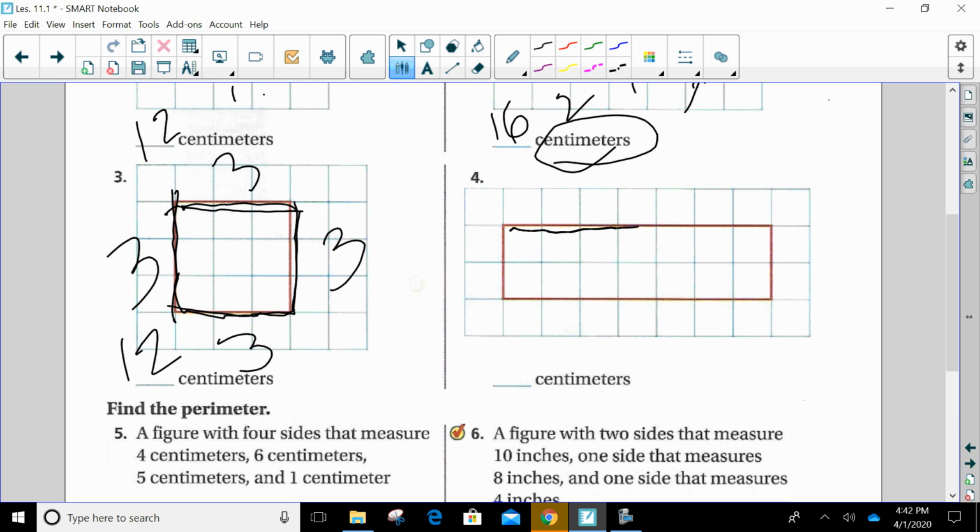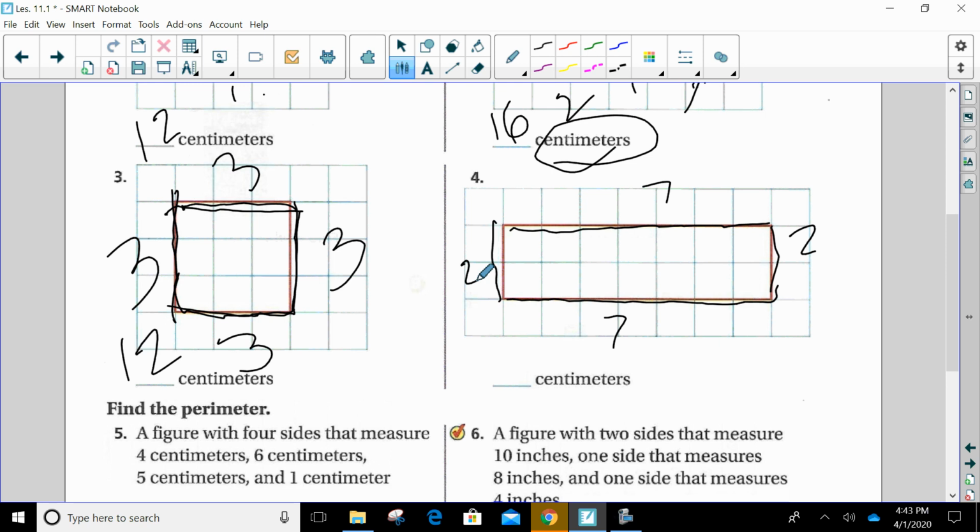Okay, the next one, number 4. 1, 2, 3, 4, 5, 6, 7. 1, 2. 1, 2, 3, 4, 5, 6, 7. 1, 2. Now, we saw it was a rectangle. Did we really have to count the bottom one? No, but we did just to be sure.